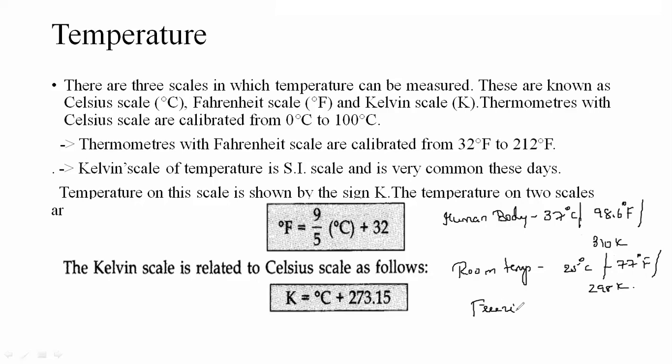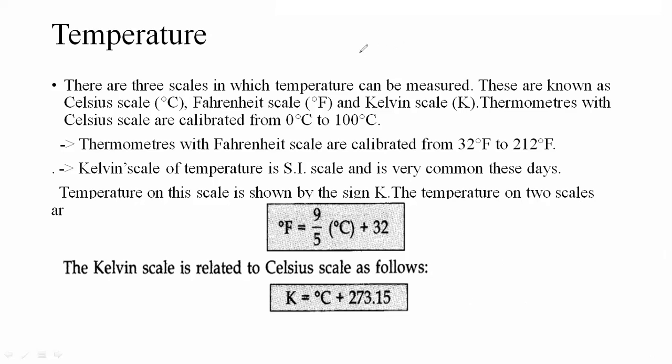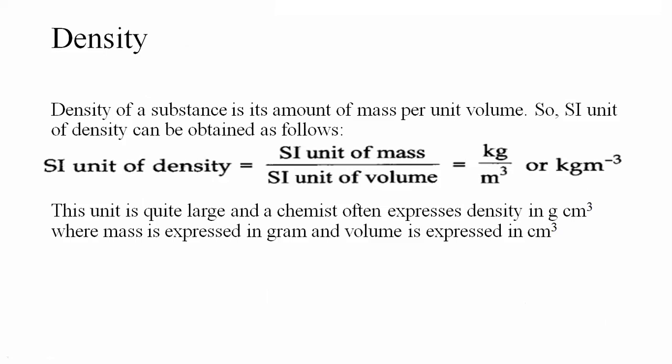One more example, the freezing point of water. It is 0 degrees Celsius, which comes out to 32 degrees Fahrenheit or 273 Kelvin. So these are the different temperature values. We have three scales. The common scale is degree Celsius, but the SI unit is Kelvin. Why Kelvin? Because the Kelvin scale has all positive values.